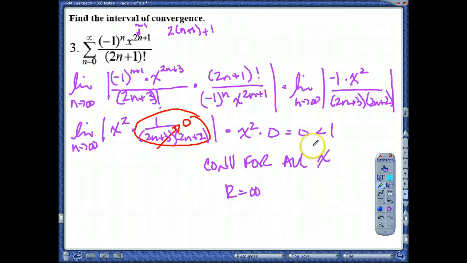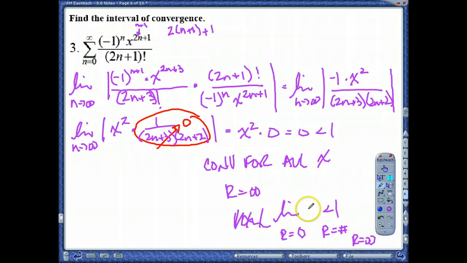Okay? So when we're looking at radius of convergence, you're looking at where this limit is going to be less than 1, okay? So you're either going to get r equals 0, or wherever that's centered, r as an interval, okay? Or you're going to get r equals infinity, okay? So you're going to get a point, or you're going to get a number, or you're going to get infinity. Okay, so all 3 of those cases.